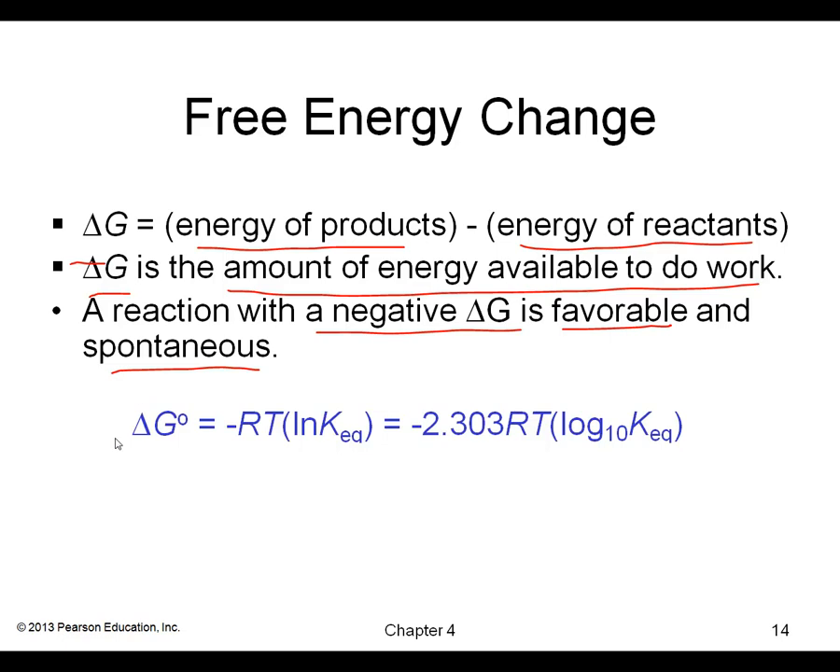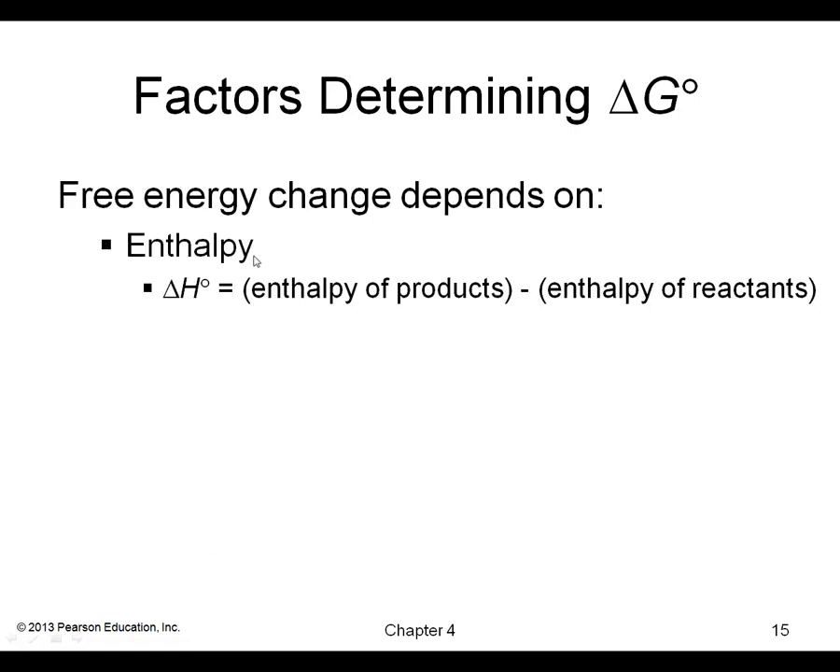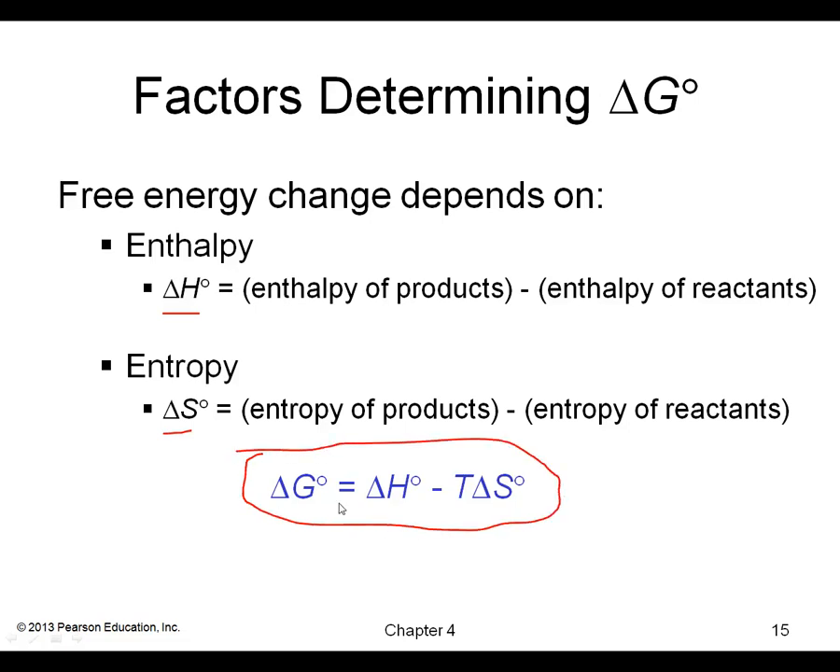Remember this delta G equation from general chemistry? Factors that determine delta G: you have the enthalpy factor and you have the entropy factor. And so here we have the Gibbs free energy equation: delta G equals delta H minus T delta S.